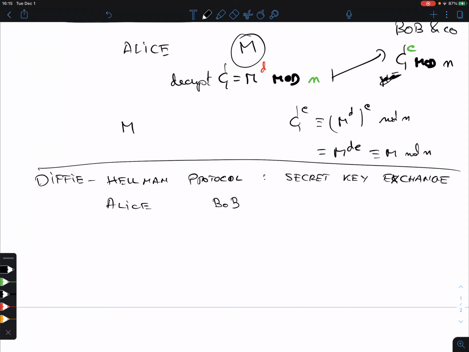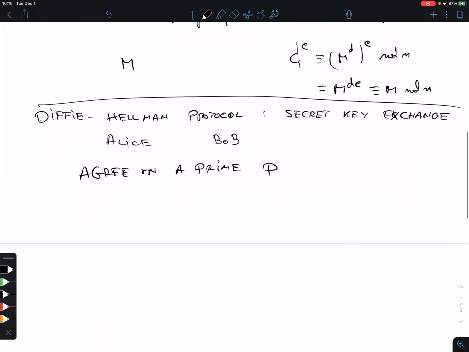Okay, so here is what we do. They agree on a prime P. And when I say they agree on a prime P, that means they say, okay, guys, let's use, in my example, P is 41. So they send a text message to each other, let's use 41. So everybody knows that they're using 41. Everybody knows that this is the P.